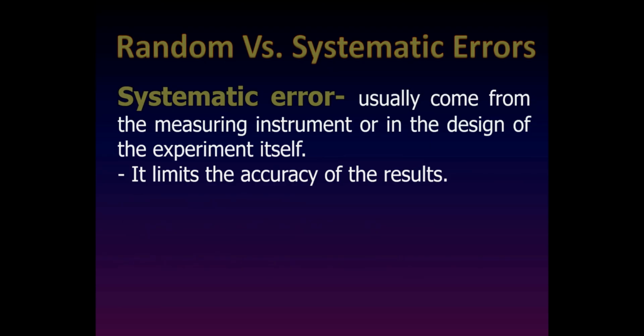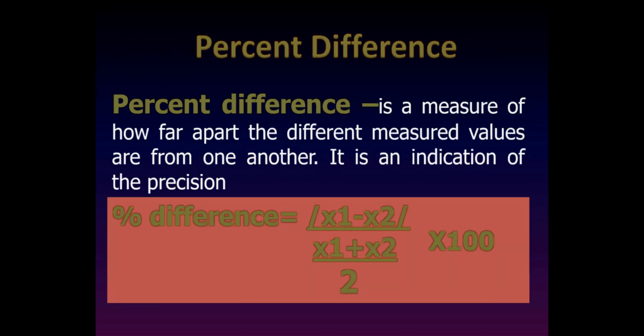Another type of error is the systematic error, which usually comes from the measuring instrument or the design of the experiment itself. Here, it limits the accuracy of the result. Aside from that, we can use the percent difference. Percent difference is the measure of how far apart different measurement values are from one another. It is an indication of the precision.